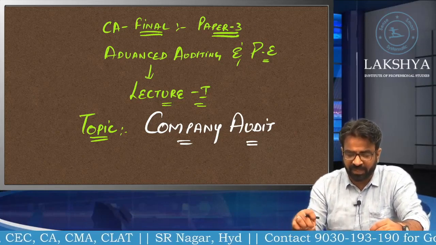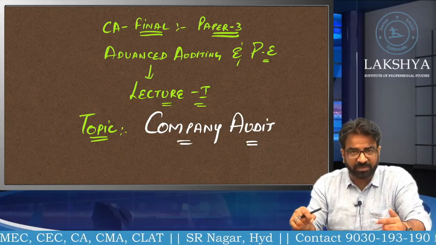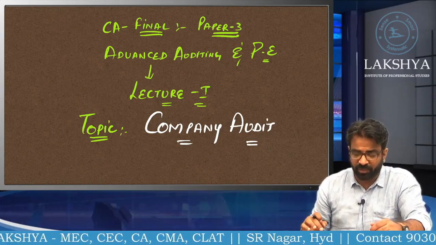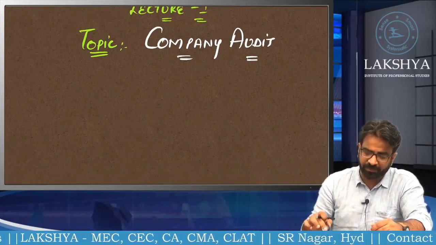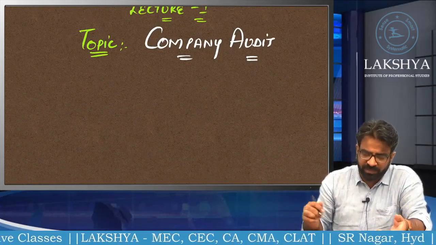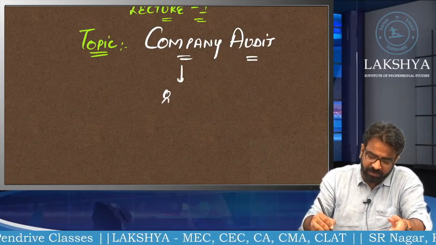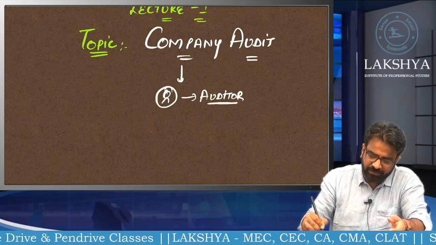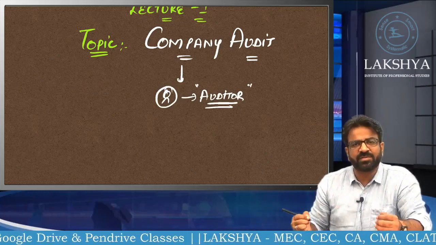This is your Paper 3, Advanced Auditing and Professional Ethics. In lecture number 1, we are going to talk about company audit. Now, what do you mean by company audit? When we talk about the company audit, we always think about one person. What is the name of that person? That person is known as the auditor.